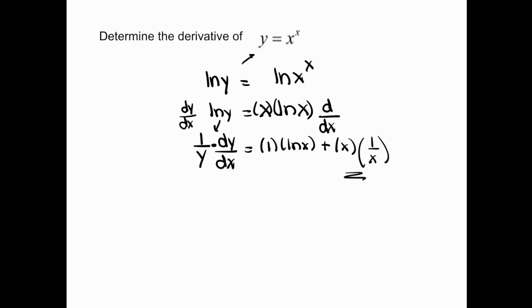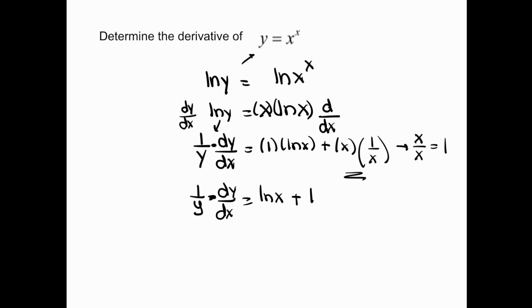Now, if you notice here, we have x times 1 over x, which really would be x over x, which is just equal to 1. So we're going to rewrite this and substitute that in. So we have 1 over y times dy dx is equal to ln of x plus 1.